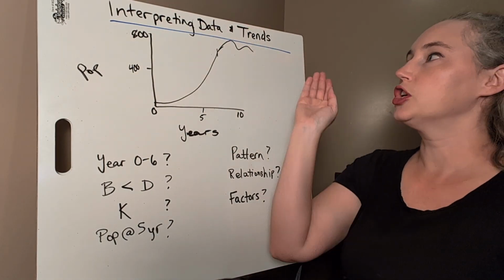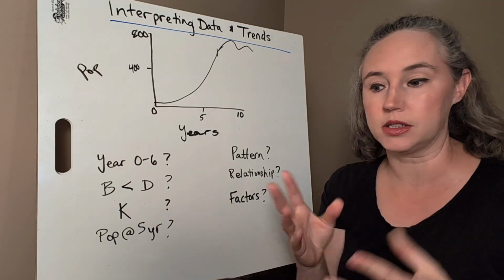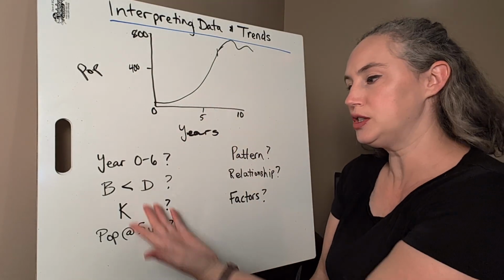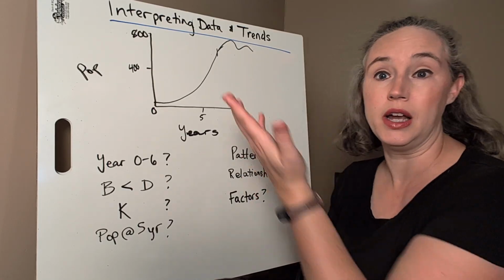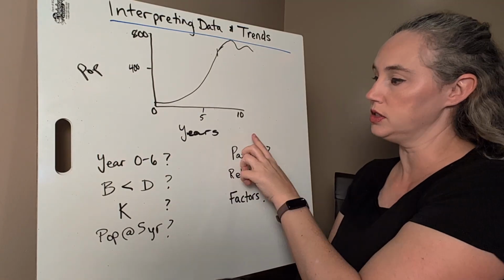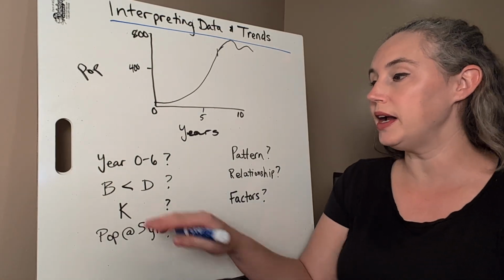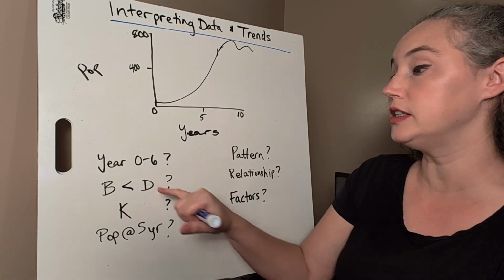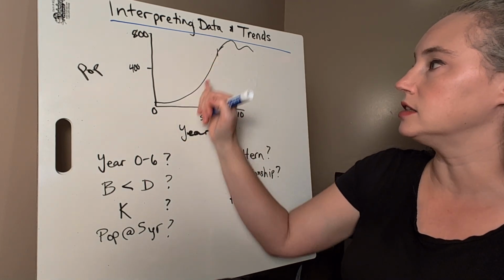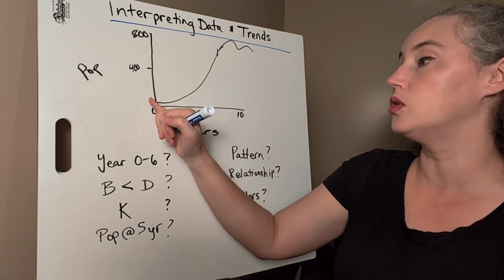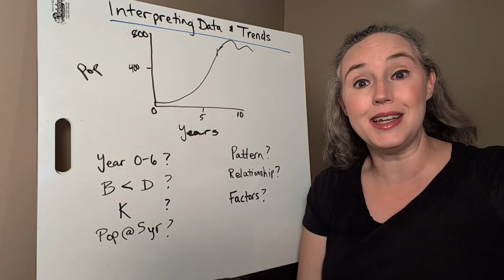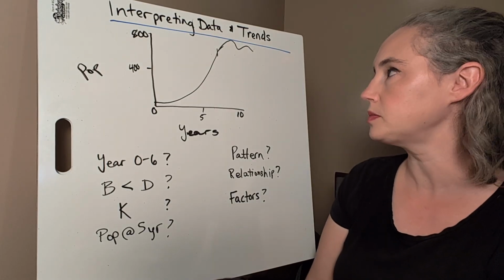So how do we interpret data and trends? Let's just look at a few of these questions and take a look at this graph. Here's our population over time in years. It might ask us to describe the change in population from years 0 to 6. So from 0 to 6 on our x-axis, that's exponential growth. We see a steep rise in the population.